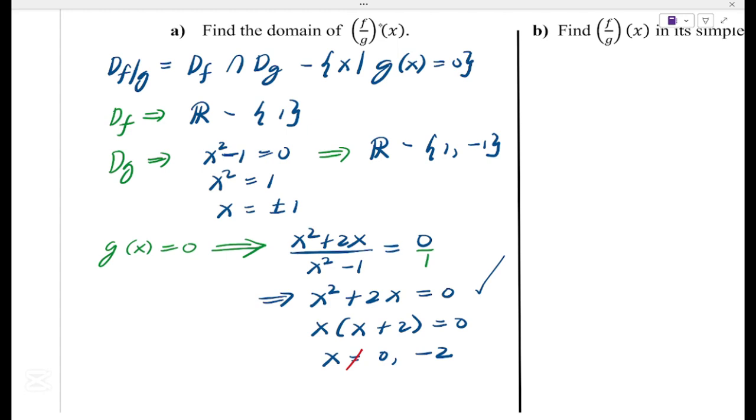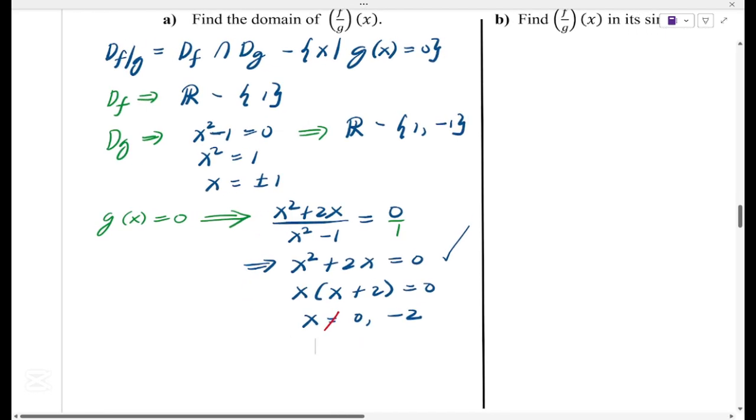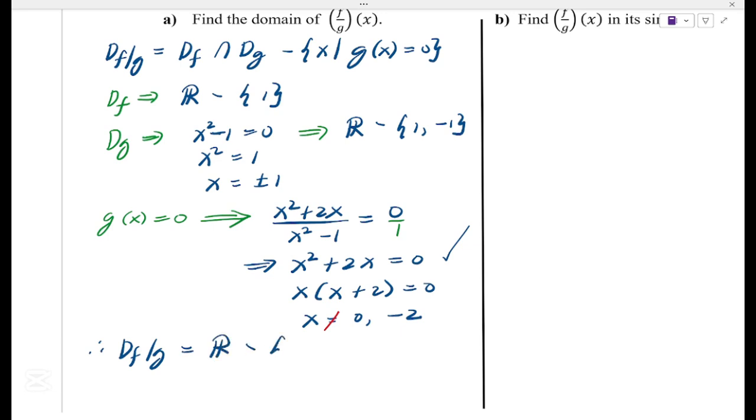So now, getting the intersection of this, all real numbers except 1, all real numbers except 1 and minus 1, and you will also remove 0 and minus 2. It means to say that the domain of f over g is all real numbers except 1, minus 1, 0, and minus 2. So this is the answer.